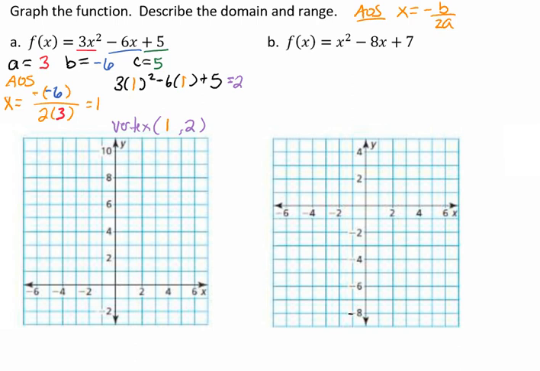To finish graphing, we'll need one more point. So we'll want our y-intercept, which is our c value. And so our y-intercept is 0, 5. Now we're ready to graph.